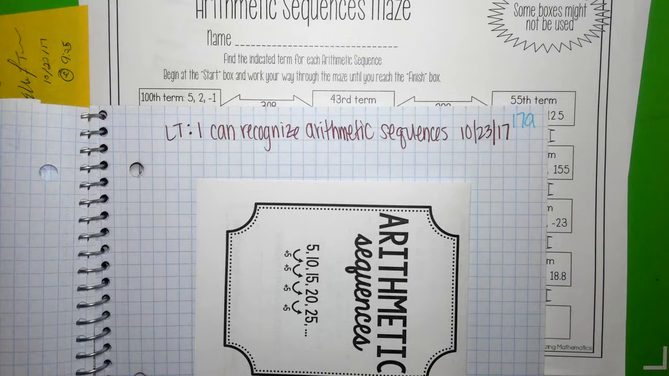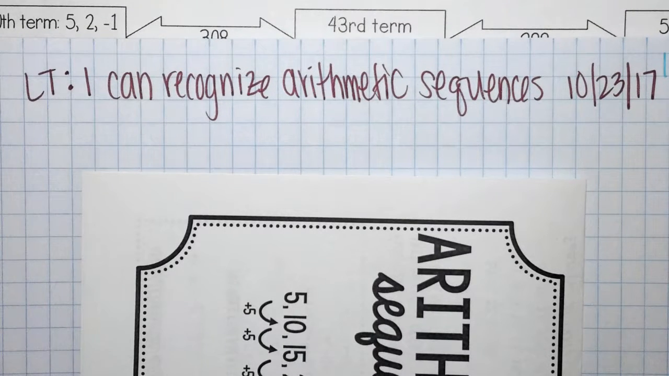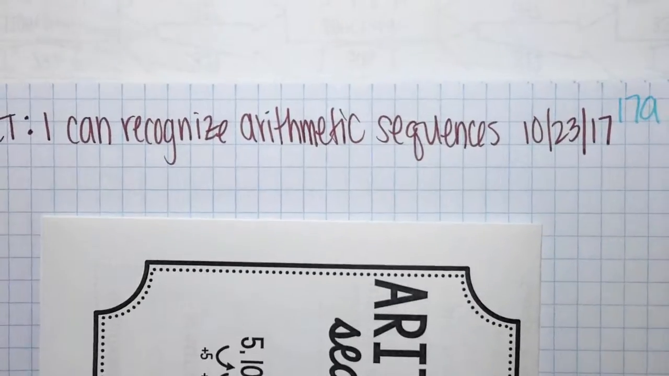Una secuencia. What does that mean? No sé. Una fórmula, no sé. So sequences are something that happens one thing after another, correct?